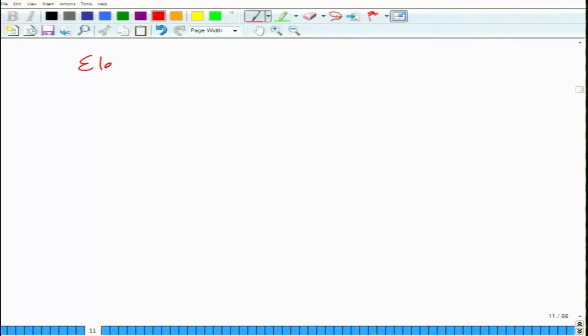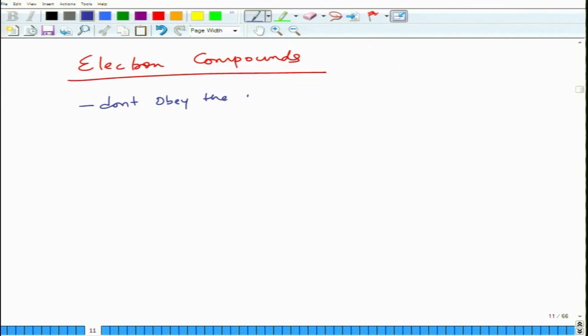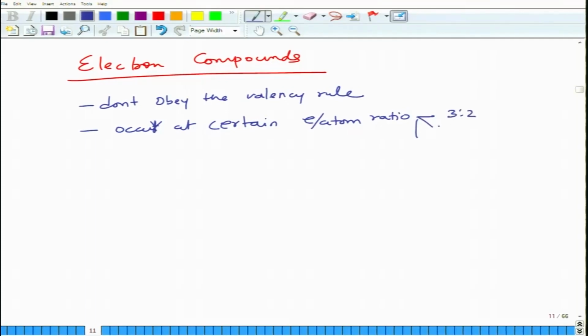Then the last category I will mention is called electron compounds. These are compounds which do not obey the valency rule. They occur at certain electron to atom ratios, and these ratios are typically 3:2, 21:13 and 7:4, and they are formed in the same system.